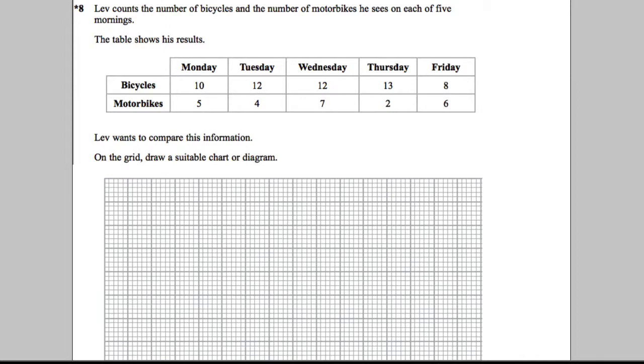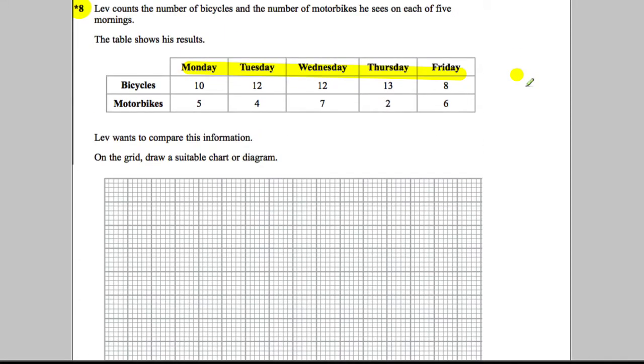Okay, in this question, question 8, it's got a star, so we're going to be marked on the wording that we give in our question. Lev counts the number of bicycles and the number of motorbikes he sees in each of the 5 mornings. Monday to Friday, he sees 10 bikes, 12 bikes, 13, 8, and the number of motorbikes. He wants to compare this on a suitable chart or diagram. So we've got to draw that for the examiner.